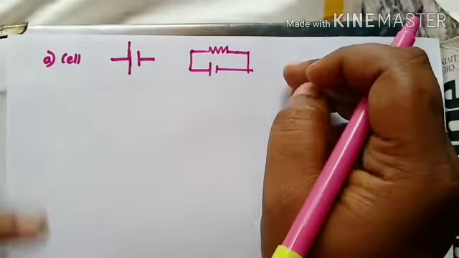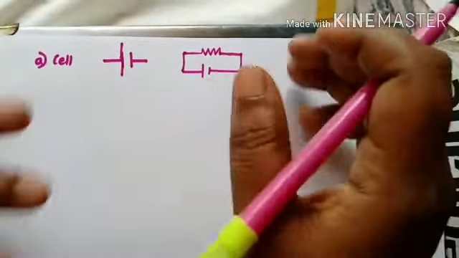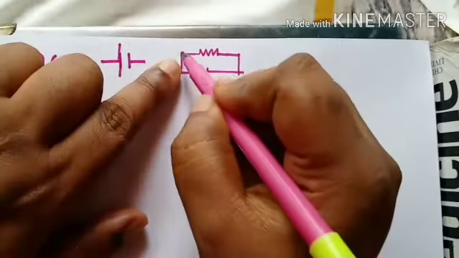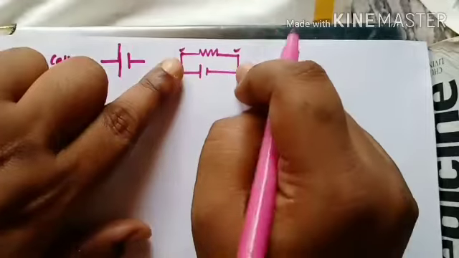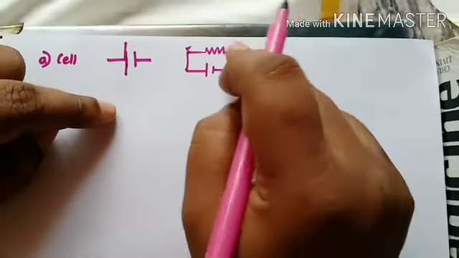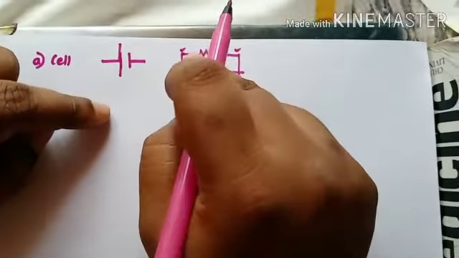The third major function of a cell is that it maintains a potential difference across the terminals of the component, so that due to this potential difference the electrons flow inside that component, and due to that electron flow the current comes. I hope you understood.